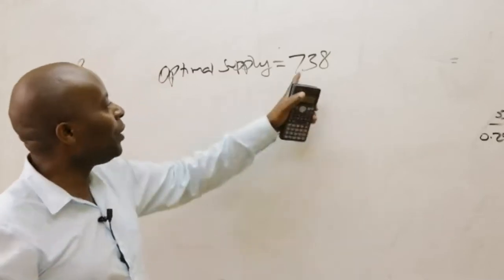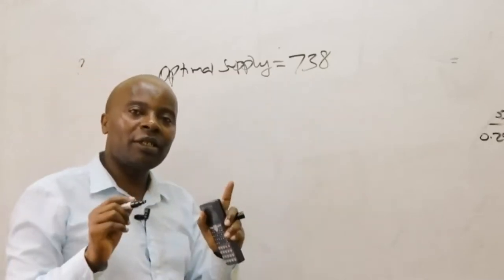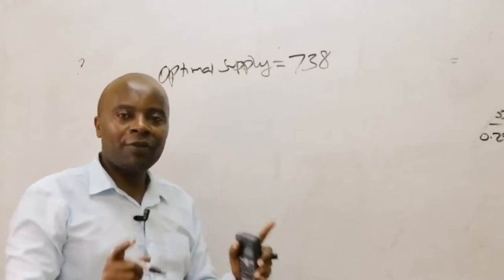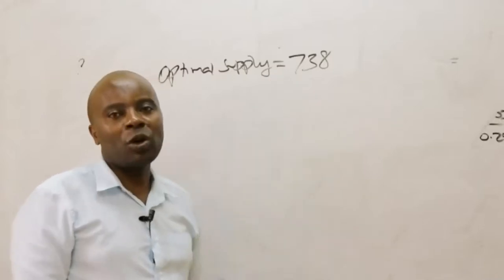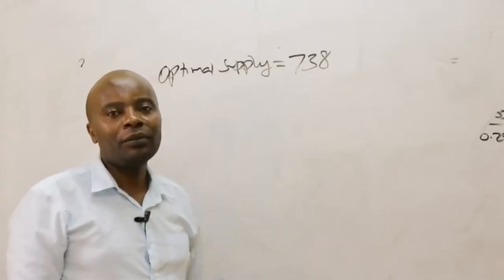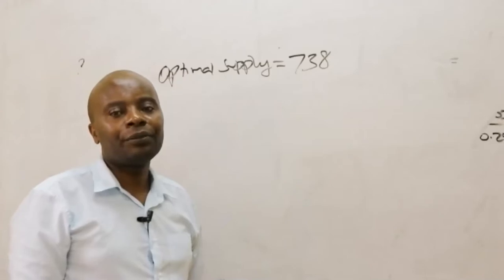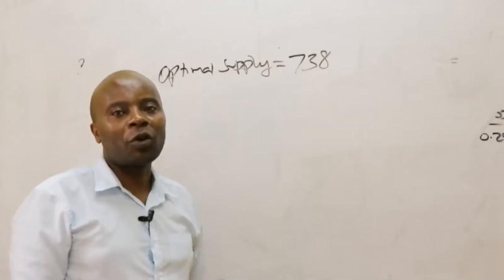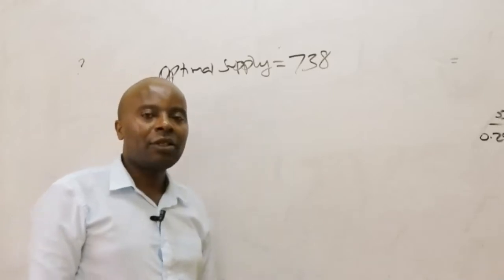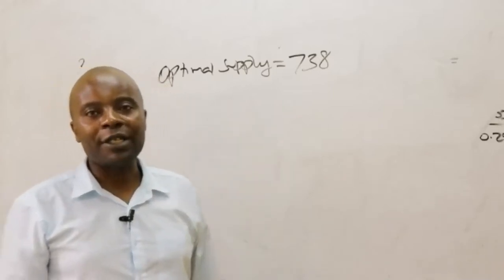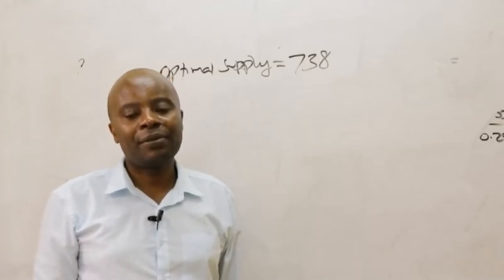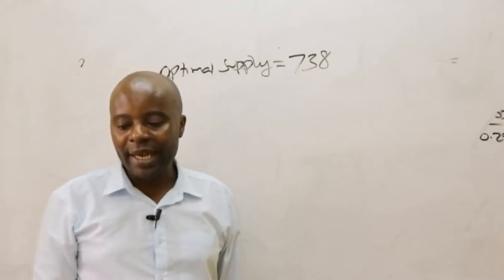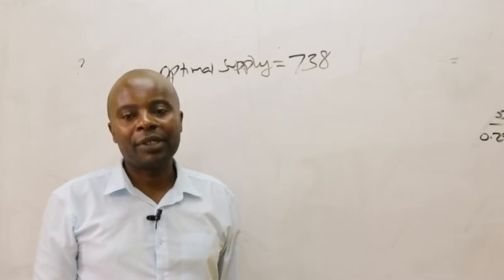So out of this figure, who can give me the parameter of safety stock? Is it the whole of these 738 units which are going to our buffer? No, it cannot be. Pauline says 88 units, yes.